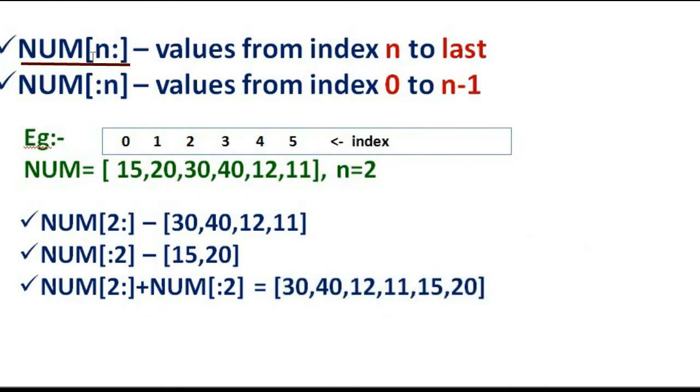Okay. So num of n colon extracts the values from index n to the last value. Then num of colon n will extract the values from index 0 to n minus 1. That is, if the value of n is 3, you will get the output like this: 40, 12, 11, then 15, 20, 30. Okay. Then let us write the function.